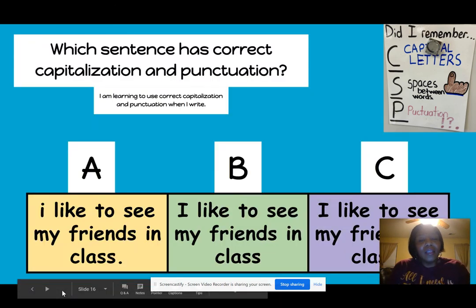So, friends, now that we've talked about the sentences and capitalization and punctuation, now you need to do some work. Okay? So, we're going to take a look at these sentences. If you think that A is a sentence, B or C, we're going to write that on our whiteboard. Okay? Thank you, friends.